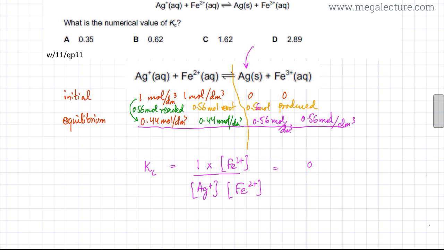So it's going to be 0.56 divided by 0.44 times 0.44. Now the answer that I'm getting on my calculator for this is 2.89. So the correct answer for this question is going to be option D. A lot of students make the mistake of adding the concentration of silver solid. Remember that solids have a concentration of 1. So in your expression, whenever you have a solid, take the concentration as 1 or don't write it in the expression.